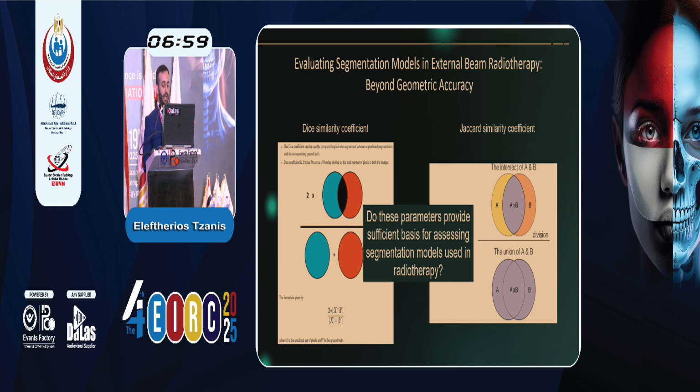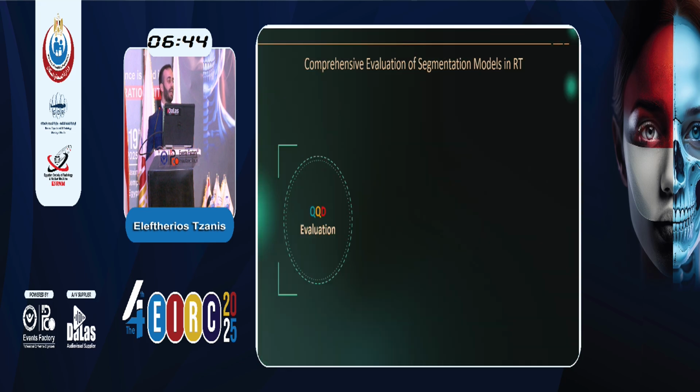For example, a Dice similarity coefficient of 0.95, in terms of dose distribution, how can we translate it in terms of dose distribution to the target volume or organs at risk? In radiotherapy, things are more complicated. Geometrical quantities are not enough to evaluate the effect of AI-generated contours in treatment planning.